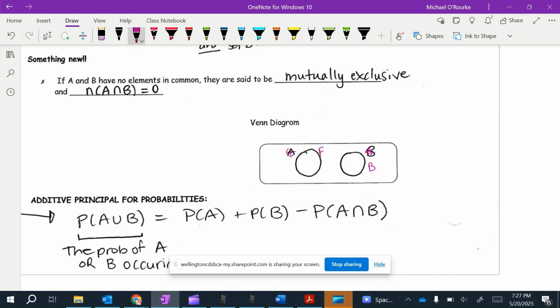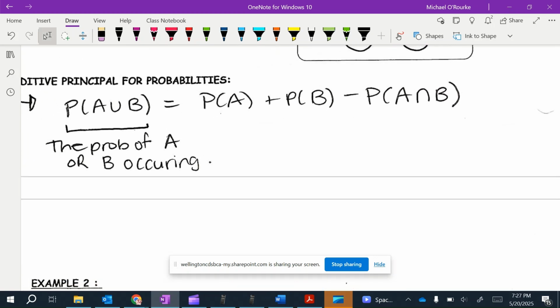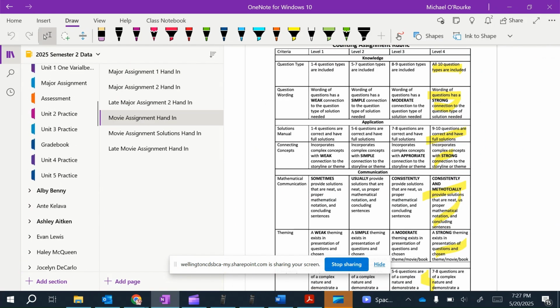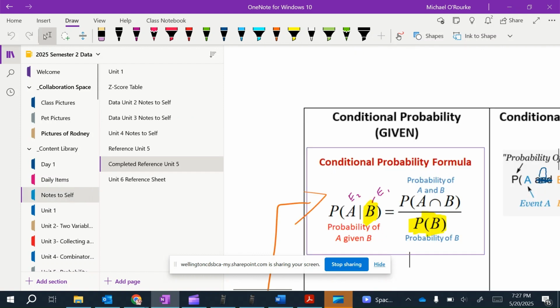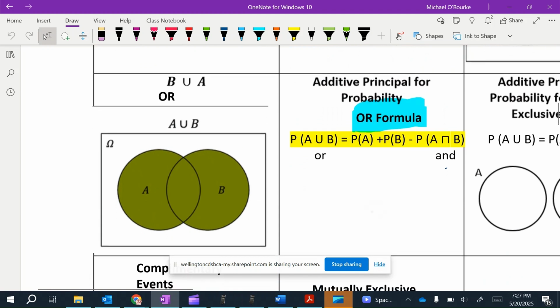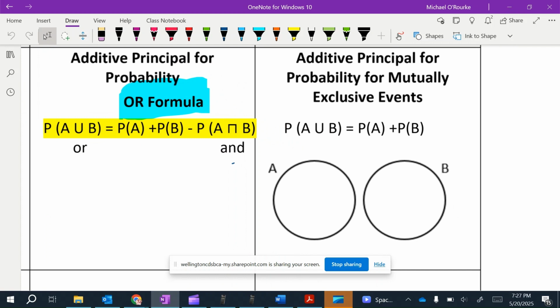All right. Now this is your OR formula. And let me go back to my other course. I'll show you where I want to put it. There's our OR formula. So the OR formula is right here, across here. The probability of A or B occurring equals the probability of A plus the probability of B minus the probability of A and B.